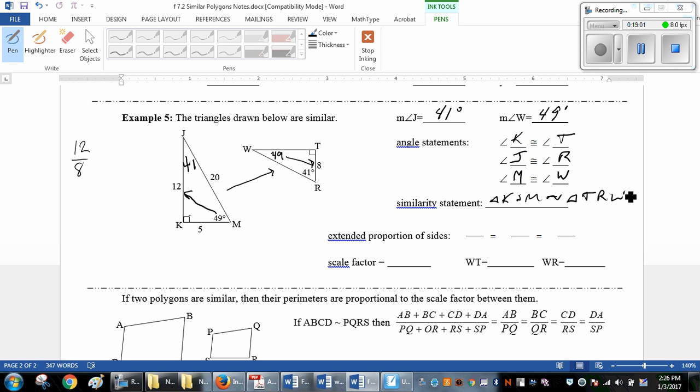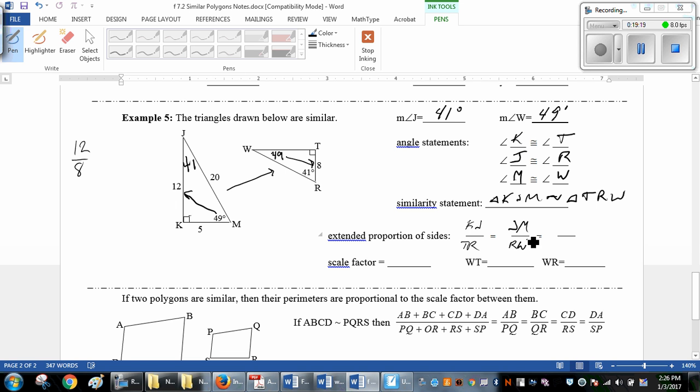Okay, now the extended proportion of our sides, what does this look like? Now we just take our similarity statement and we go in the order. So if I start with side KJ, I start with TR, the first two vertices of the triangle. Next I move to the middle, JM.